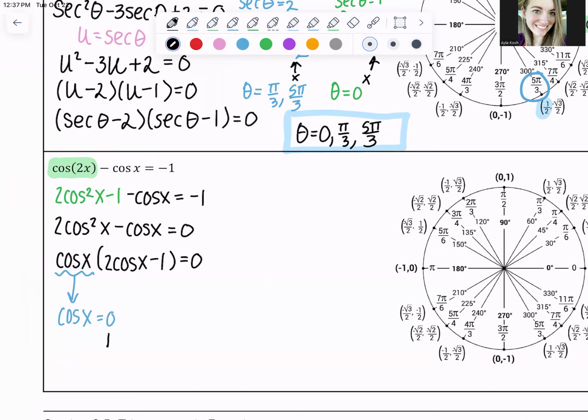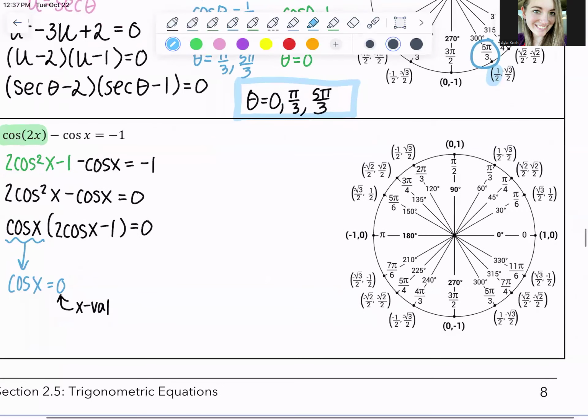We're talking about x values here. So where on the unit circle is the x value 0? And that happens at pi over 2 and at 3 pi over 2.